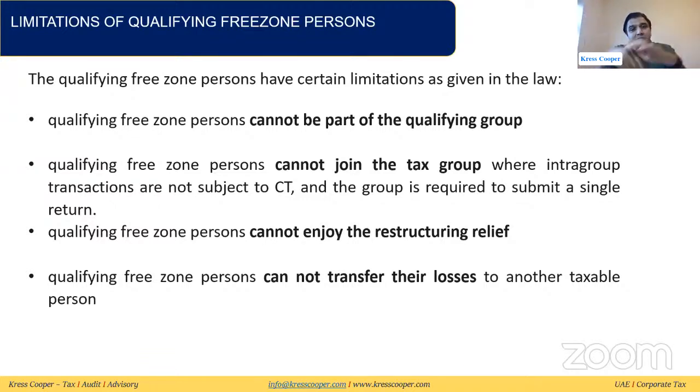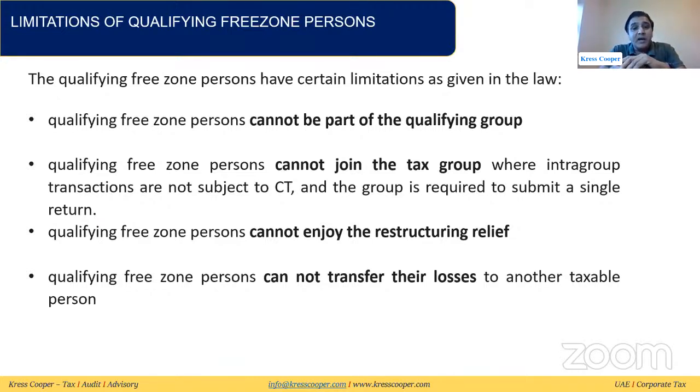But if this qualifying free zone person had been any person other than a qualifying free zone person, they would have enjoyed the restructuring relief. The transfer would have been treated as a transfer of a going concern. It would not have attracted corporate tax. But if the person is a qualifying free zone person, it will still attract corporate tax. So this is the third limitation.